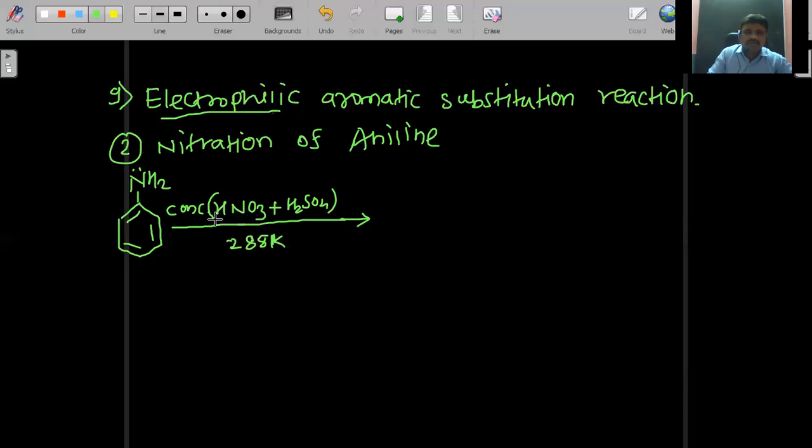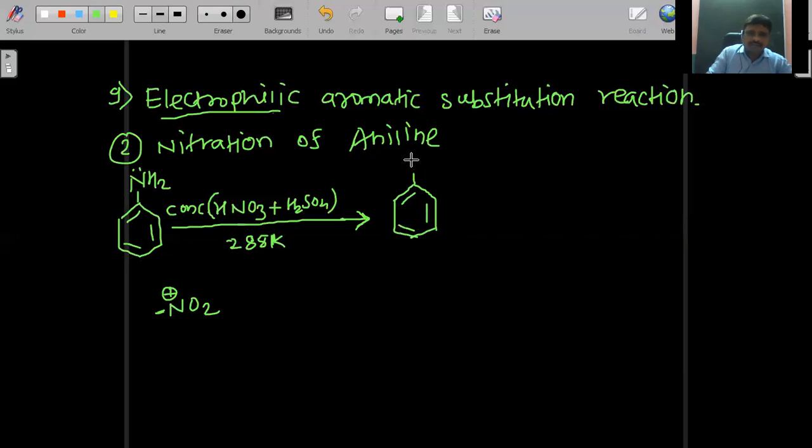We know that in nitration, the attacking species is NO2 plus. So this NO2 group is attached to the benzene ring of aniline. Now this NO2 plus is produced by HNO3 and H2SO4. Okay, so at ortho and para position negative charge is present. So this reaction gives a mixture of products. Okay, so let us see which mixture is formed.